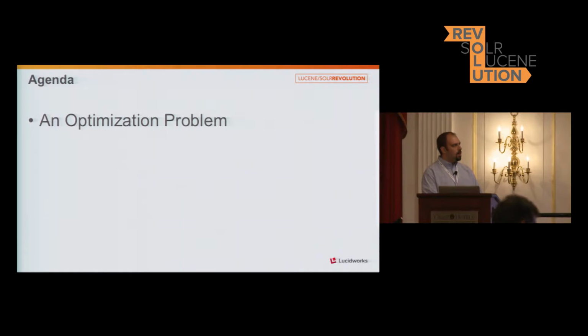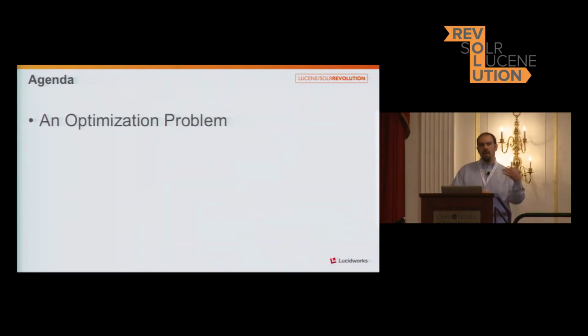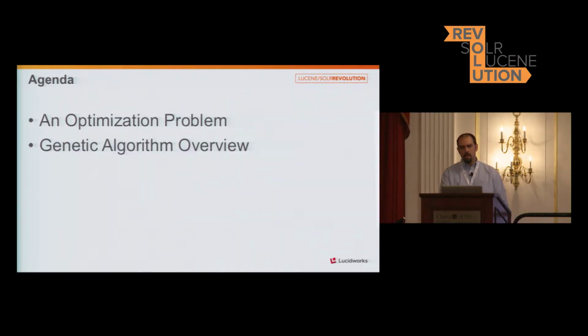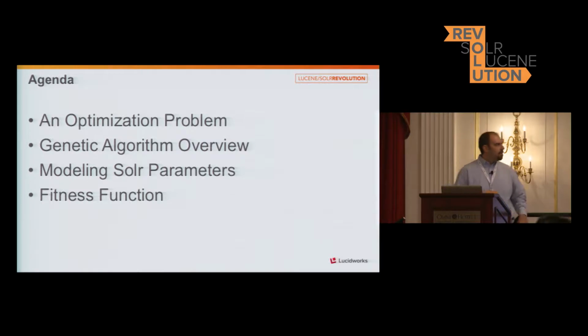So the agenda of what I'm going to talk about today is how I approach looking at my search engine algorithm as an optimization problem. I'm going to take all of you through a high-level overview of what genetic algorithms are and how they work. I'm going to talk about how I found a way to model my Solr parameters and encode them for the genetic algorithm as a potential solution. And finally, I'll talk about how to define a fitness function using analytics that's stored right in my Solr database.